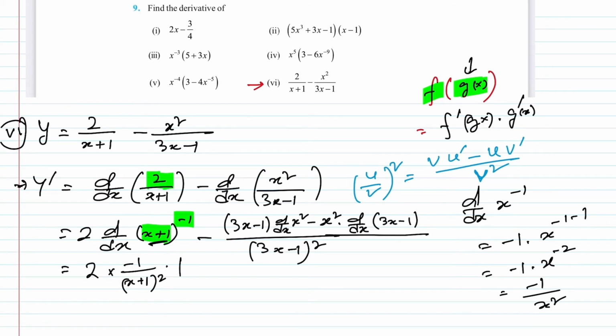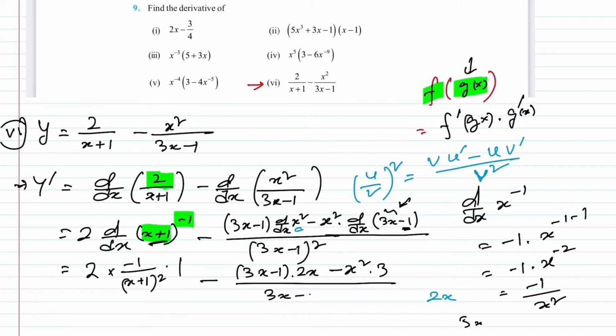Here you see derivative of x square is 2x simply, isn't it? So let me write here (3x minus 1) into 2x, then x square, and derivative of 3x minus 1. Derivative of 3x will be 3, and derivative of 1 will be 0. So 3 minus 0 is 3, isn't it? You can write here 3. So here (3x minus 1) whole square. Okay, so now let me clean this here.